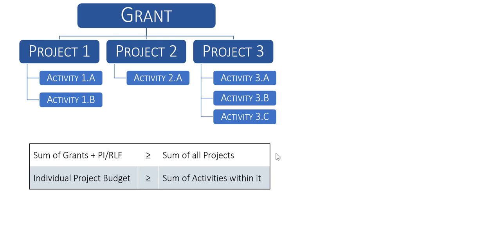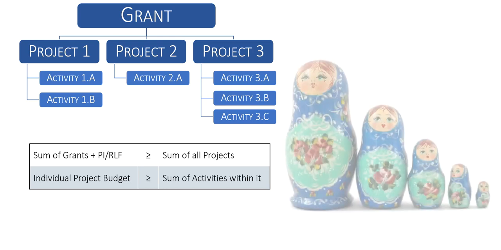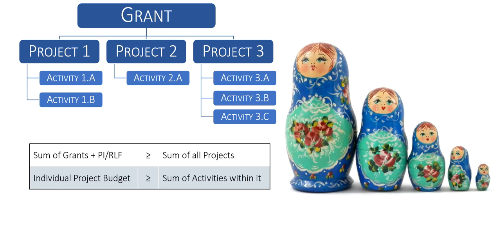Finally, the activities are where all the details of the grantee's program can be found. Each activity is associated with a project, so you can think of the project as a bucket that holds the activities associated to that project. The sum of all activity budgets within a project cannot exceed the project's total budget. In short, each lower level must fit within the level above it.